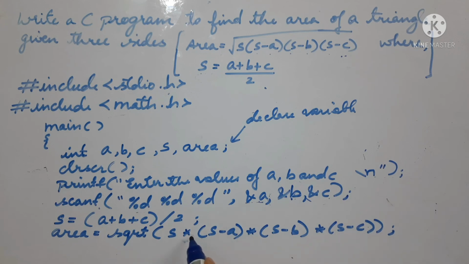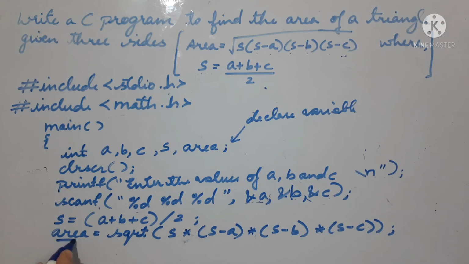And whenever you are writing multiplication, you cannot simply skip the symbol. When you are writing generally, the meaning of this is that they are multiplied. But here in computer language you have to make use of a star mark to tell it that it is a multiplication operation. Now once this is done, my area is calculated. Whatever value is calculated here is stored in this area.